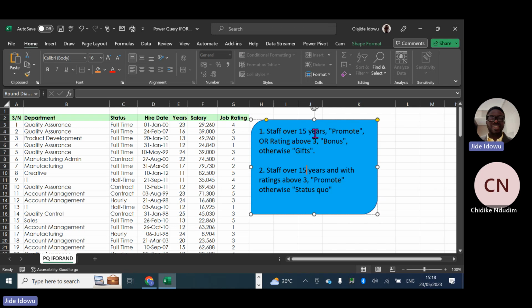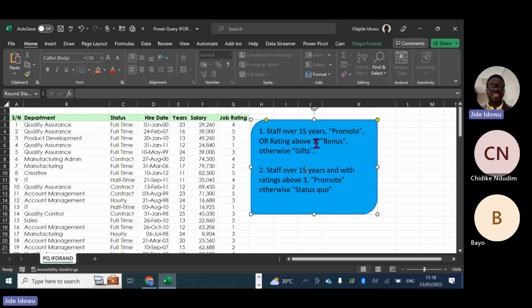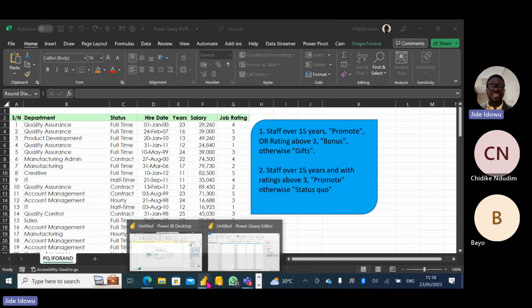It's either you have stayed over 15 years. If you have stayed over 15 years, you'll be promoted. If you have not stayed over 15 years, but your job rating is more than 3, you will get bonus. Now let's just get straight into it because this is just going to be a short video. I have loaded this in Power Query already.